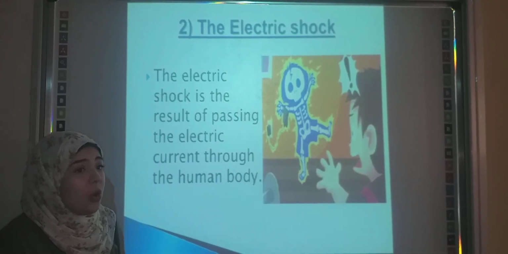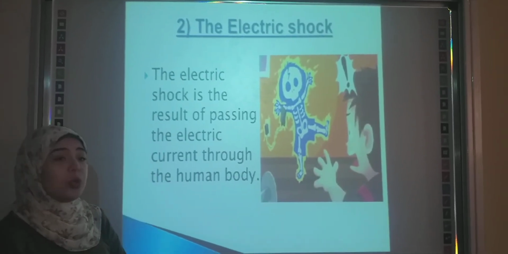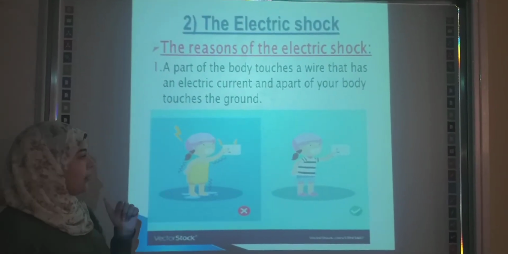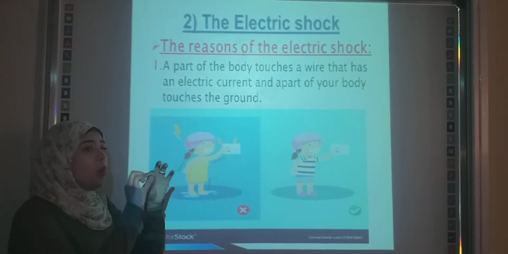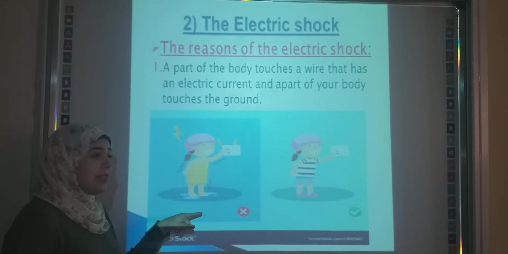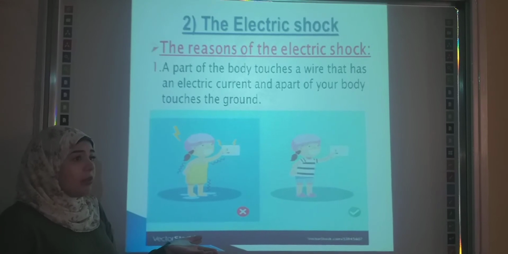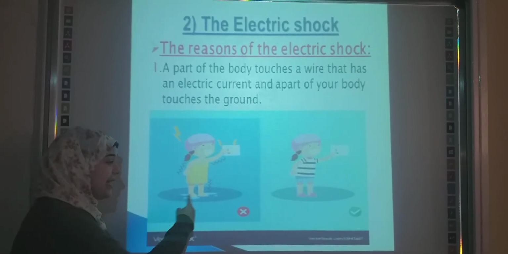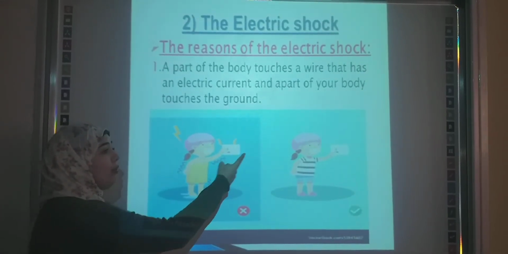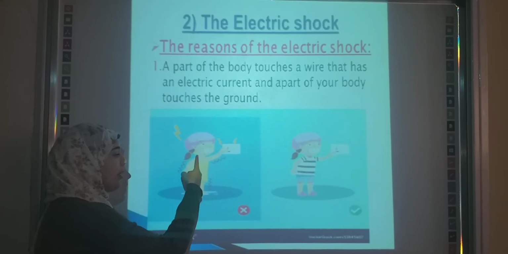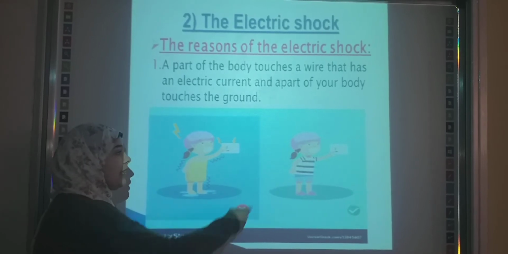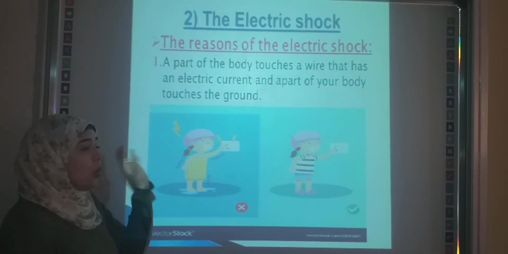So what is electric shock? The passing of electric current through our human body. Reasons of electric shock. Number one, look here. When you touch the electric wire which is connected to electricity, and a part of your body touches the ground directly, that is very wrong. Why? Because there are electric charges in the ground. So the electric current will flow from the electric wire, pass through the human body, reach the ground, and after that it may complete the circuit.